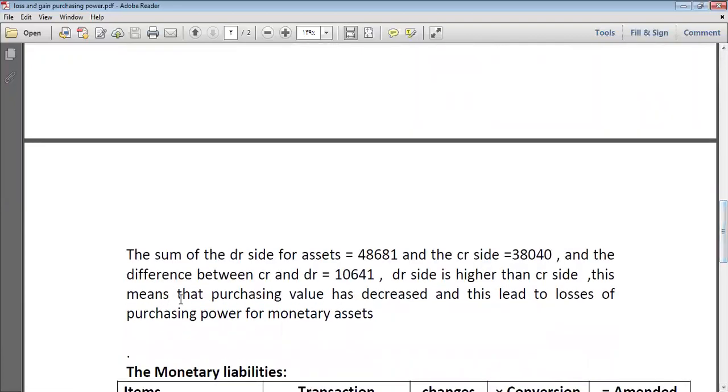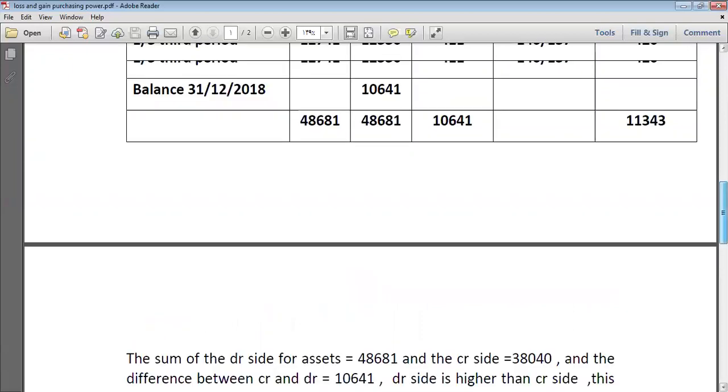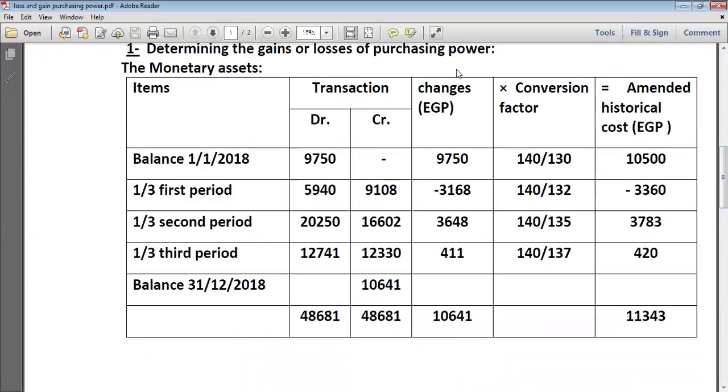okay, that means that purchasing value has decreased and this leads to loss of purchasing power for mandatory assets. يبقى بالنسبة للأسيت ده كان loss. بعد كده then we should get changes, debit minus credit. okay debit 97 and 50 minus 0 يديني 97 and 50. okay اللي changes للفيرست period اللي هو 59 and 40 minus 91 and 8 يدينا negative 31 68. okay and so on.